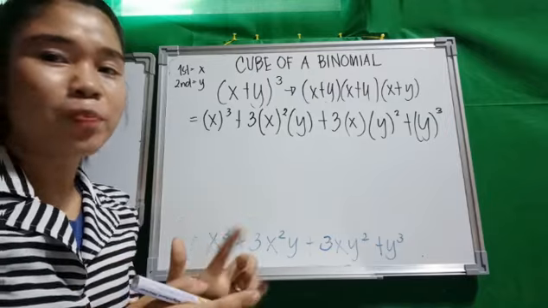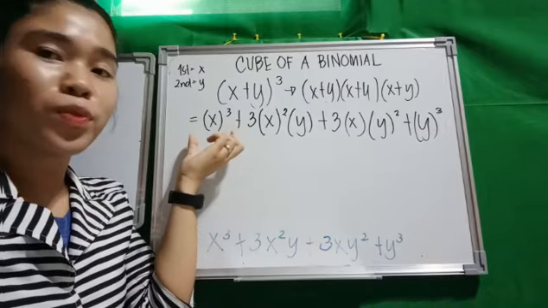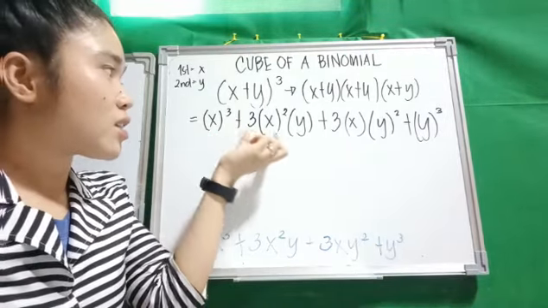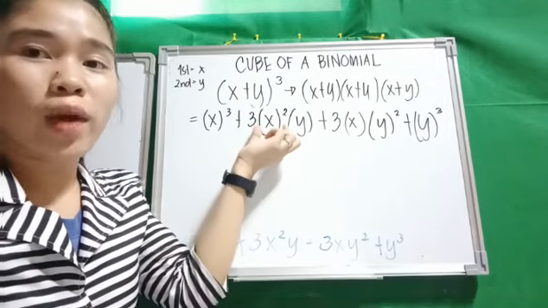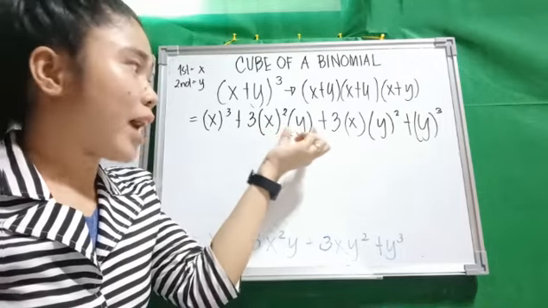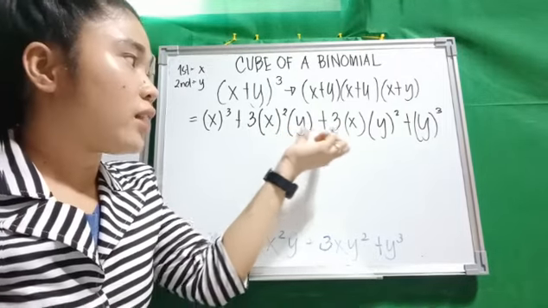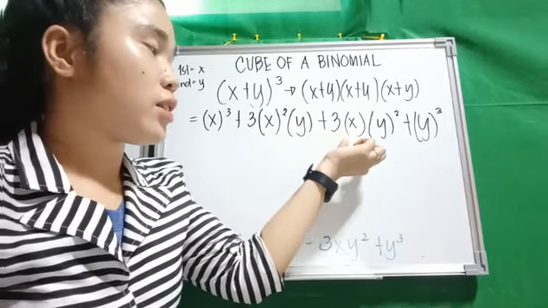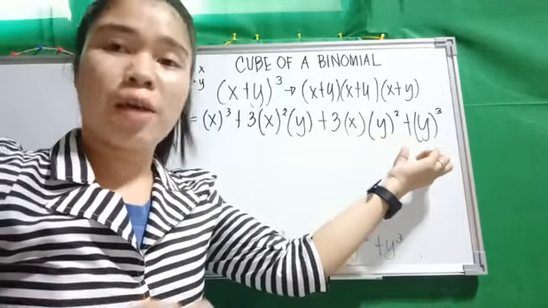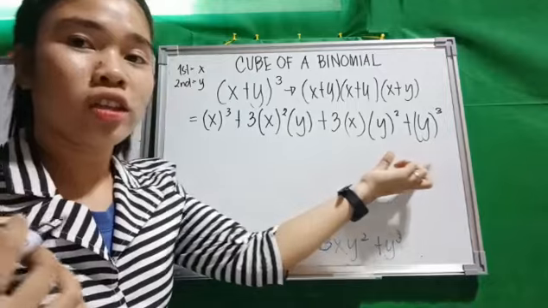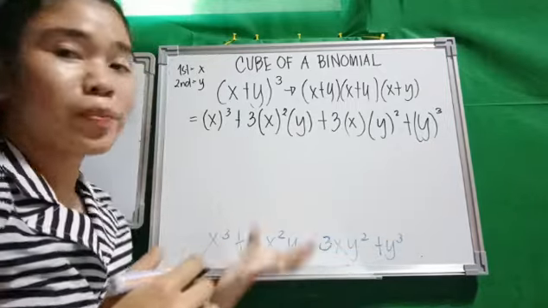Okay, ulitan natin. So, yung first step is to cube the first term. Then, i-add natin siya sa 3. Yung second step natin, i-add sa 3 times the square of the first term times the second term. Then, next, add 3 times the first term and the square of the second term. And the last step is to cube the second term. Okay, so ngayon, isi-simplify na natin.